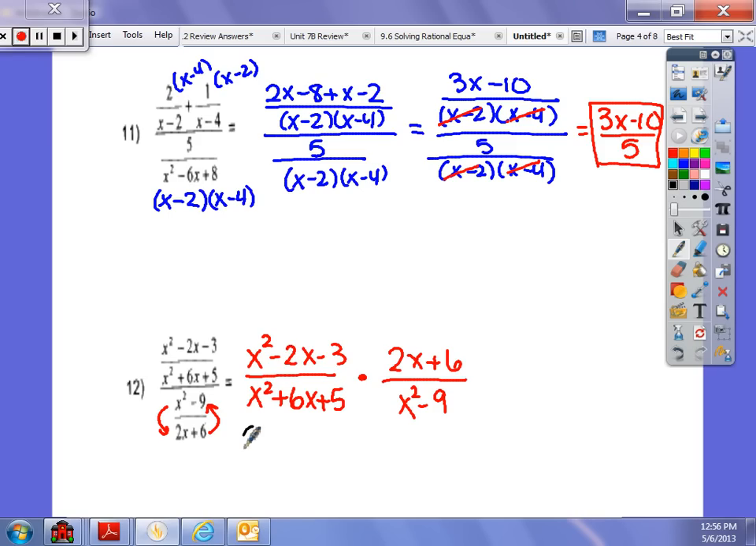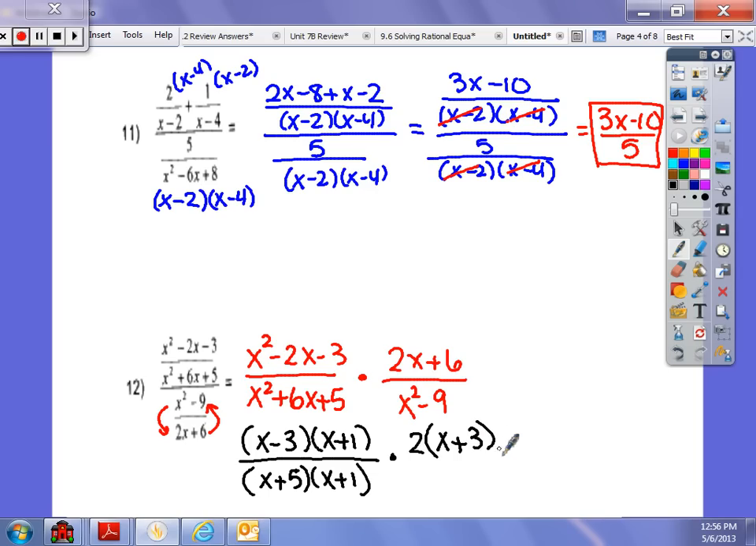Numbers that add up to -2 that multiply to -3 are x minus 3 and x plus 1. Numbers that add up to 6 but multiply to give you 5 will be x plus 5 and x plus 1. And then if you look here on the other side, these are both divisible by 2, so we can divide this by 2. And when you divide this by 2, that means you're factoring out a 2, and you're left with x plus 3. And then this last one will factor to x plus 3, x minus 3.